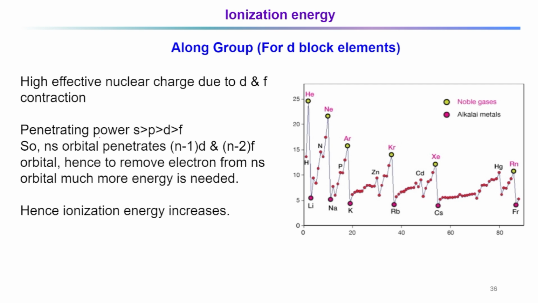And also the penetrating power: the s orbital has more penetrating power compared to p, compared to d, and compared to f, right? So s orbital has the highest penetrating power. So ns orbital penetrates n-1 d and n-2 f orbitals. Hence, to remove an electron from the ns orbital, much more energy is needed. Now let's try to understand what this penetrating means.